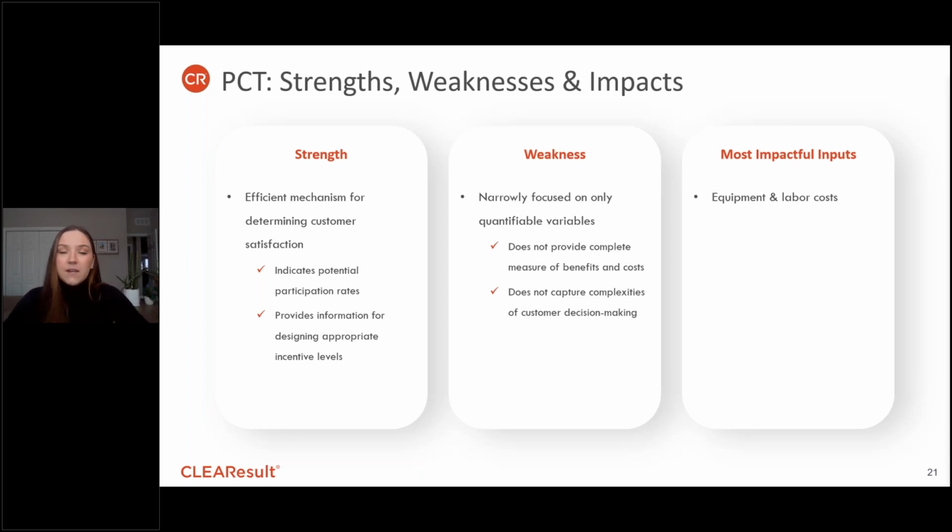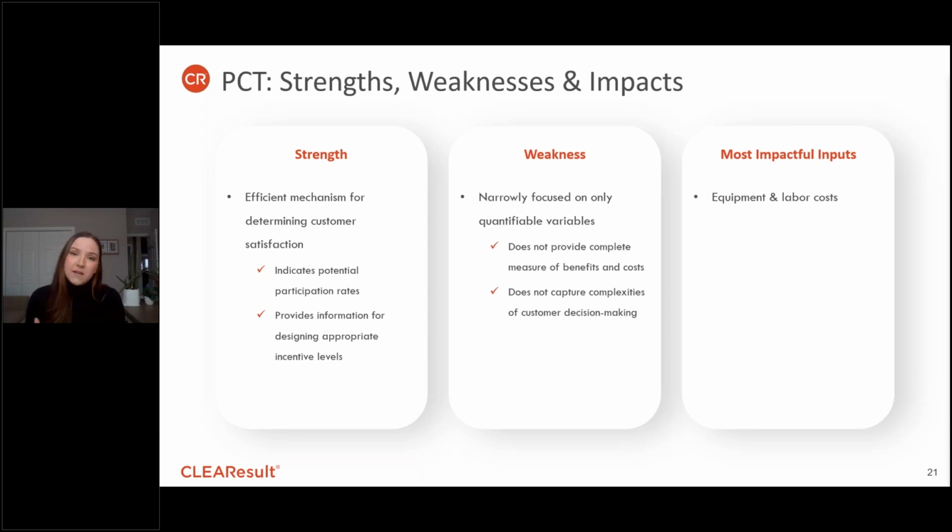One weakness though, obviously we said it's narrowly focused, right? It just looks at the participant and the associated benefits and costs to them. But also it's narrowly focused in that we can only use quantifiable variables, right? We're using an equation for this. But that's not the whole picture when we're thinking about the customer decision-making process.